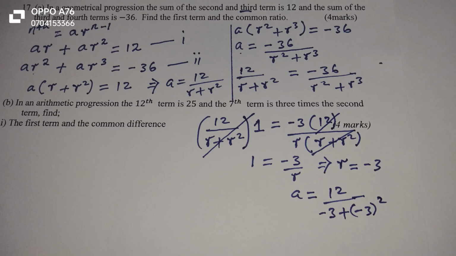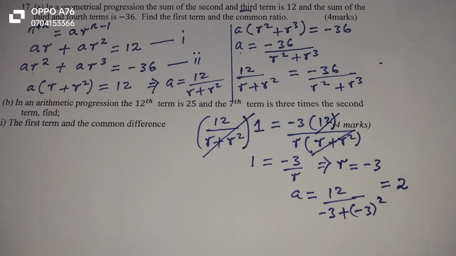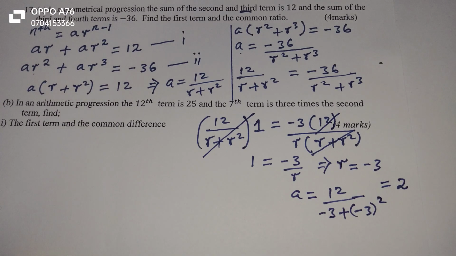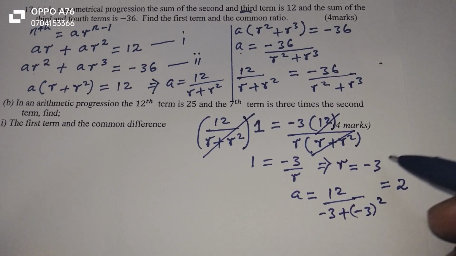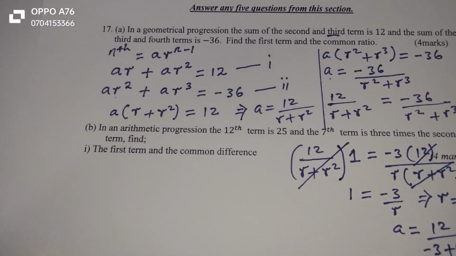Negative 3 plus 9 is 6. So 12 over 6 will give us exactly 2. So the value of the first term is 2. The value of the common ratio is negative 3. We are through with part A. Let's look at part B.